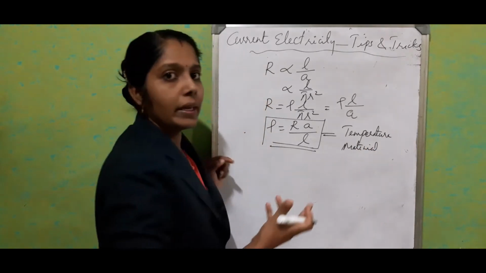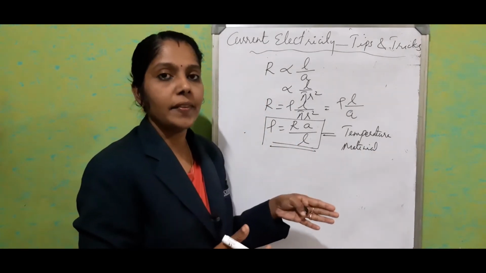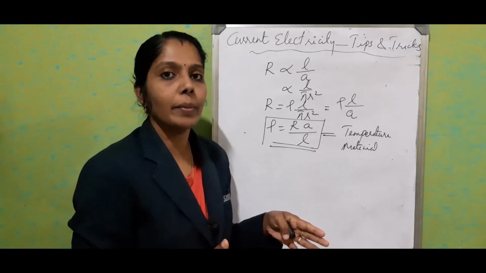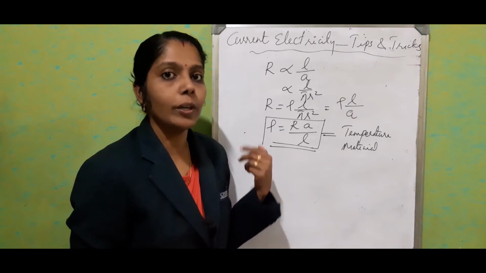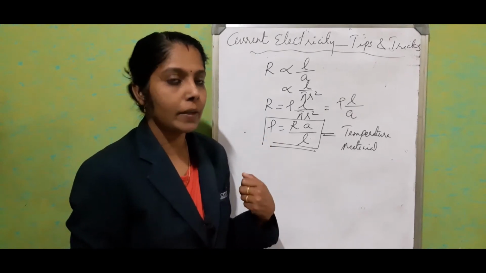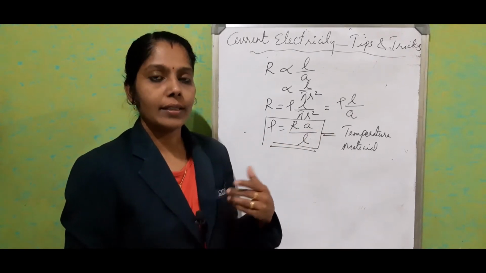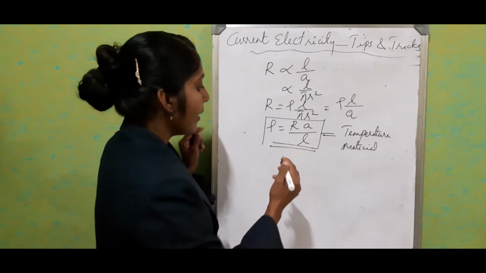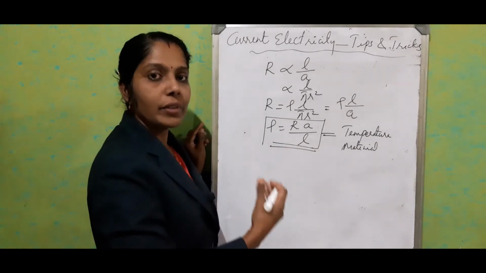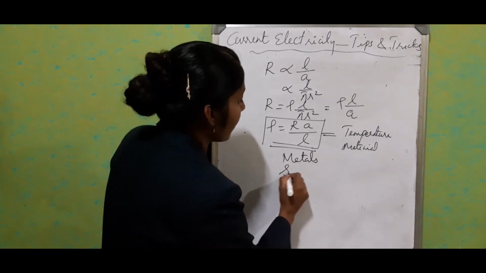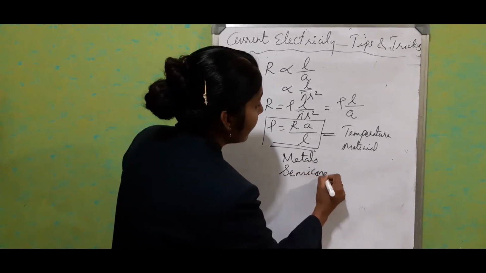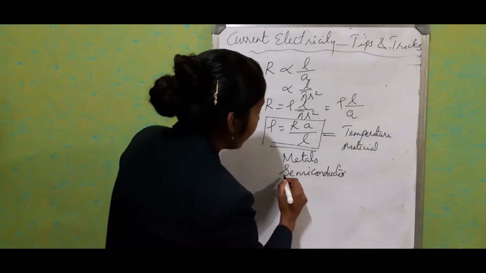Depending upon the material, we know that if it is a specific characteristic property of the material, surely as the material changes, the resistivity or specific resistance will also vary. Okay, now temperature. We can divide the materials into three categories: metals and alloys, then semiconductors and insulators.